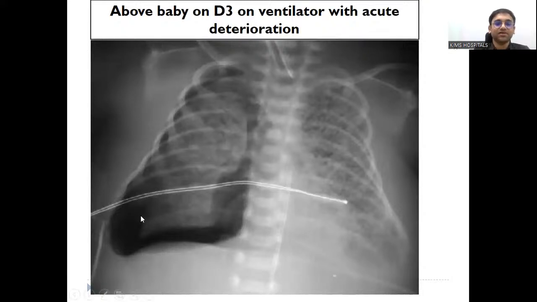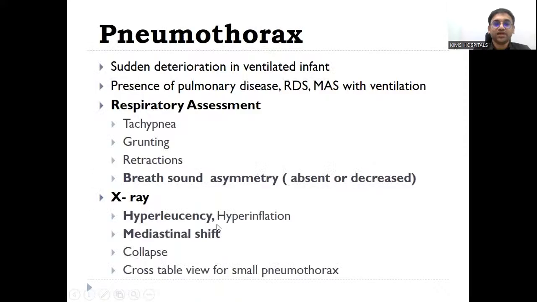What is the X-ray picture? This X-ray picture is suggestive of an air leak. So here is the air leak. Any baby on ventilation who deteriorates could have a pneumothorax. Any baby who had severe respiratory distress in the form of RDS or MAS presents with tachypnea, grunting, retractions, asymmetry in the breath sounds, decreased breath sounds on one side and normal on the other side. When you do an X-ray, we can see hyperlucency and hyperinflation, the mediastinum shifts to the opposite side, and the corresponding lung gets collapsed.